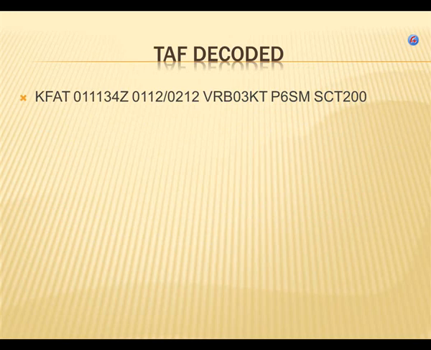So, here's the final TAF. Pretty short, huh? The only complication is the forecast period, but once you get that forecast period identified for yourself and memorized, after that it's pretty simple. Who wants to read this one?